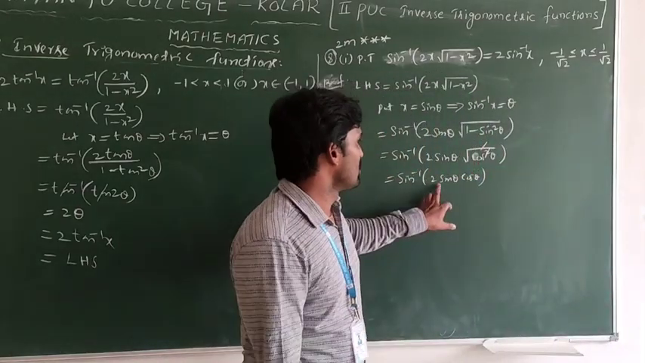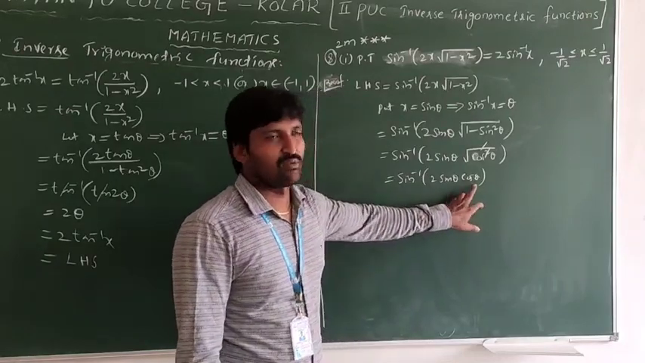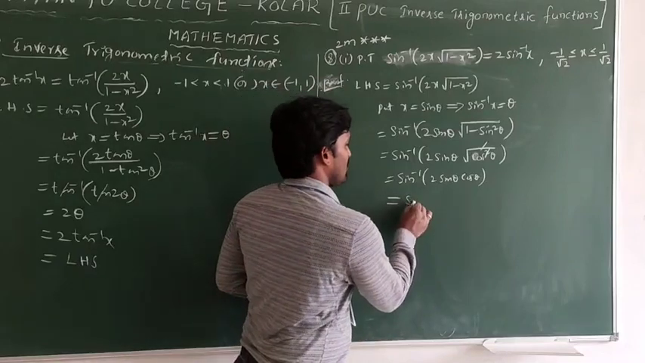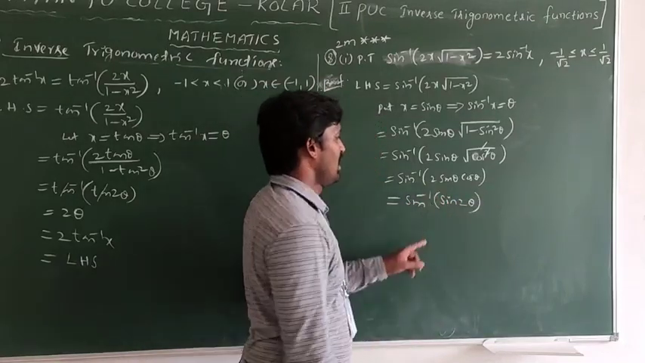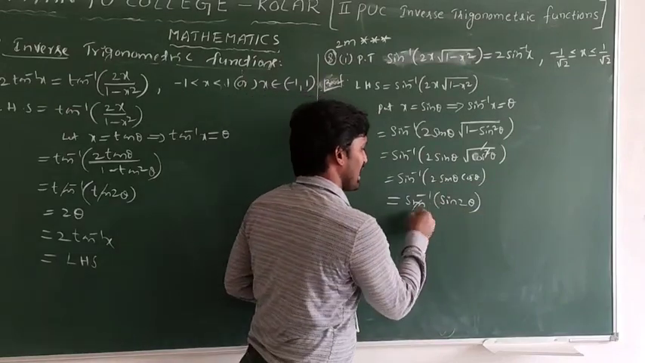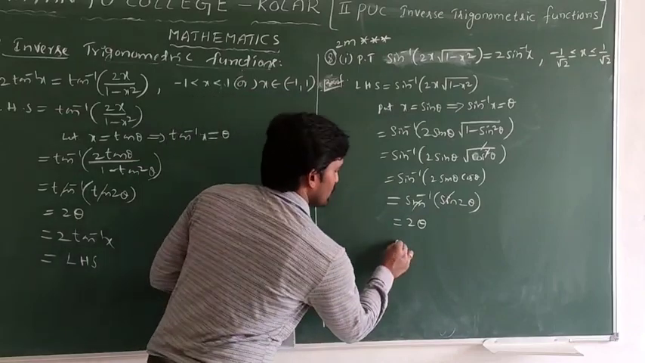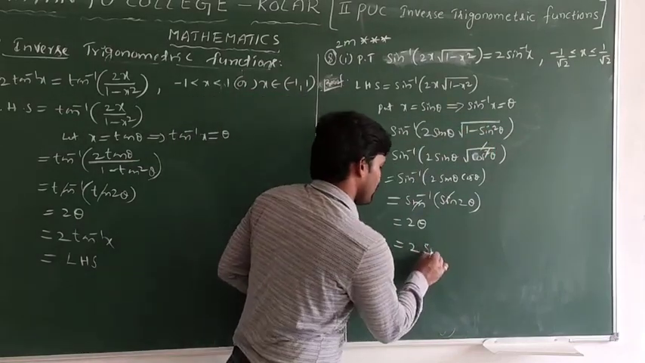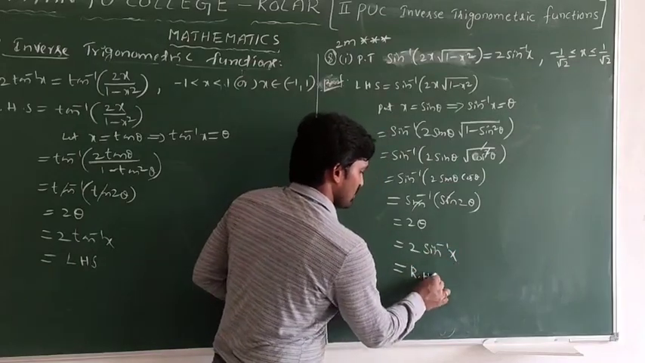Now 2 sine theta cos theta is which formula? Sine 2 theta. Sine inverse is there, so write in terms of sine. Sine inverse of sine 2 theta. Now sine and sine inverse both will be cancelled. What will you get here? 2 theta. And 2 theta is what here? 2 sine inverse x. That is the required RHS.